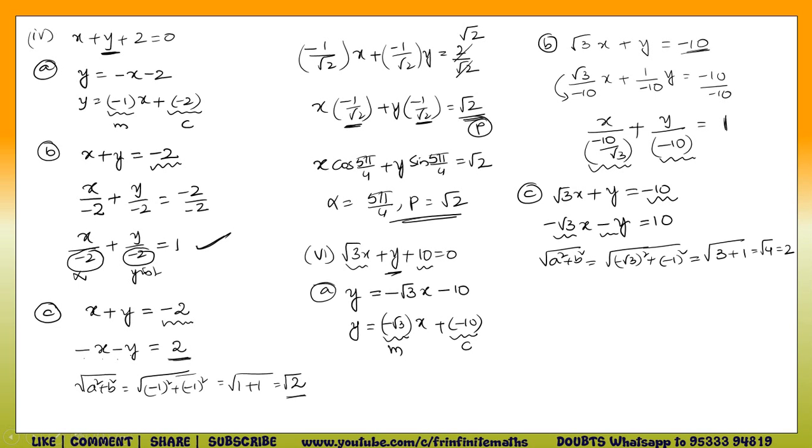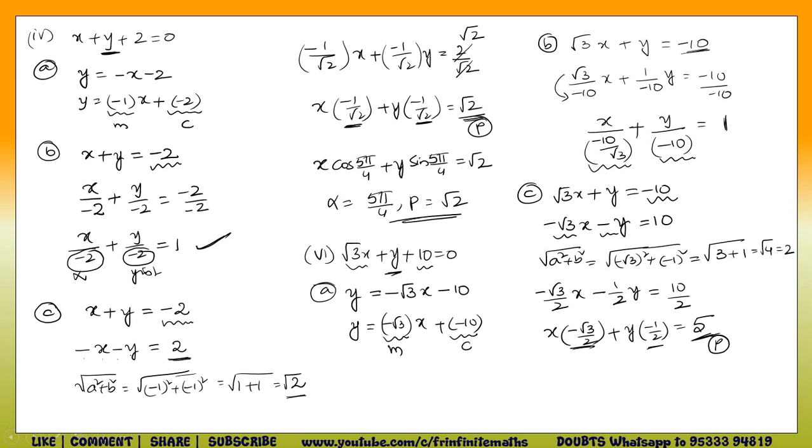Now we are going to divide with 2 on both sides. Then this becomes minus root 3 by 2 into x minus 1 by 2 into y is equal to 10 by 2. Clearly this explains that x into minus root 3 by 2 plus y into minus 1 by 2 is equal to 5. Now clearly you can observe that both the values are negative. Since both the values are negative, that means alpha belongs to quadrant number 3 and this p value is 5. So clearly the value of p is 5.